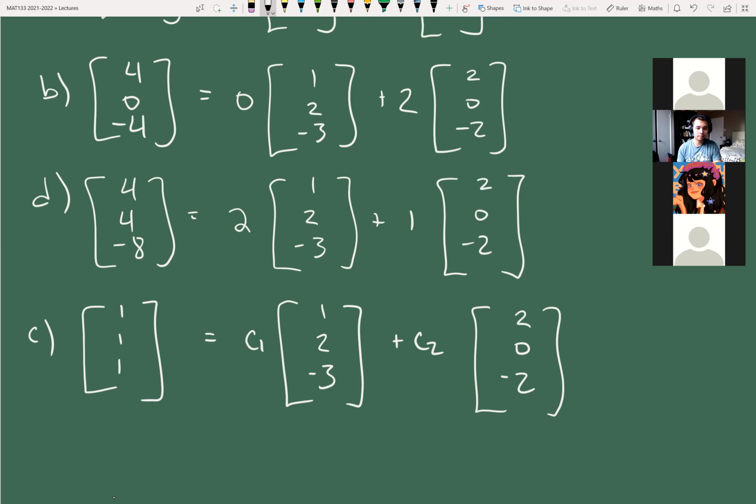Does everyone agree? If we're looking at problem C, what does C1 have to be? It has to be a half. Does everyone agree? Because if you look at the second entry of the second vector, it's 0. So no matter what C2 is, when I add these two things together, only C1 affects this entry. So that tells us C1 has to be a half.